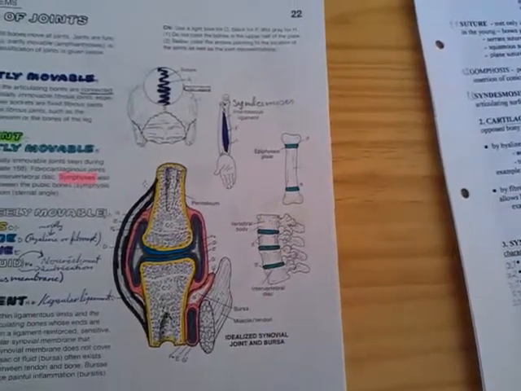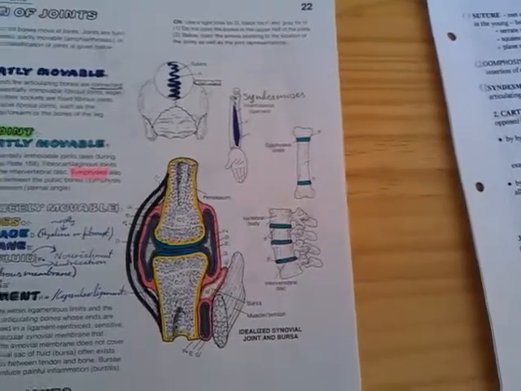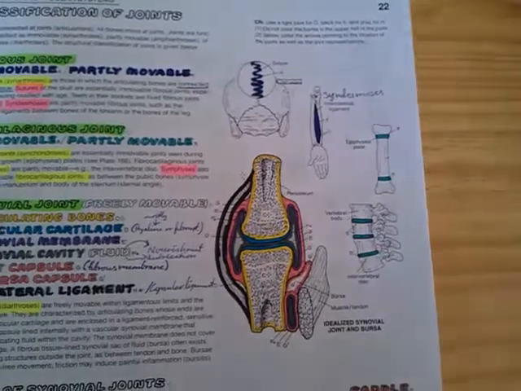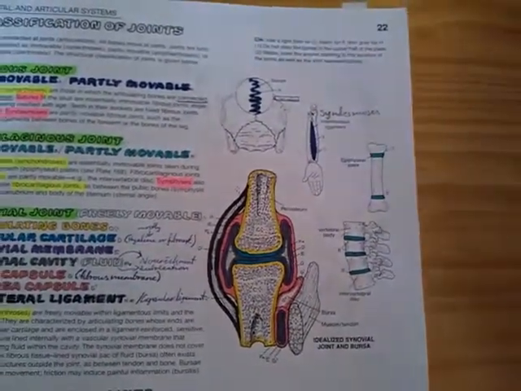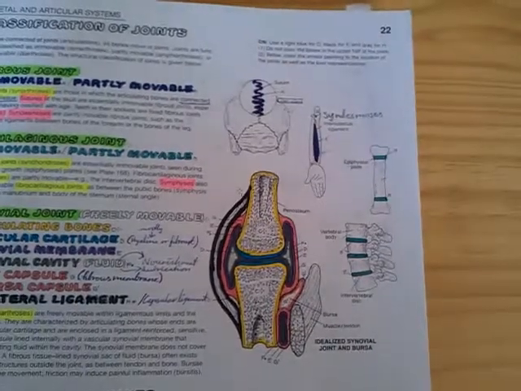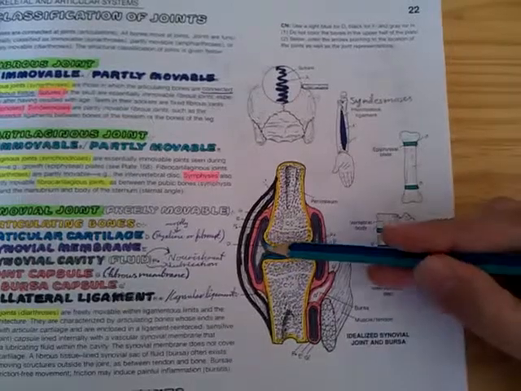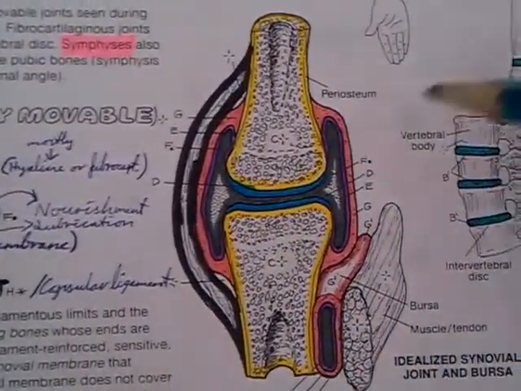And now for the synovial joints. We had fibrous joints, we had cartilaginous joints, now we have synovial joints. And these are for a wider range of movement. You have characteristic features of a synovial joint. You have articular cartilage, here in blue.